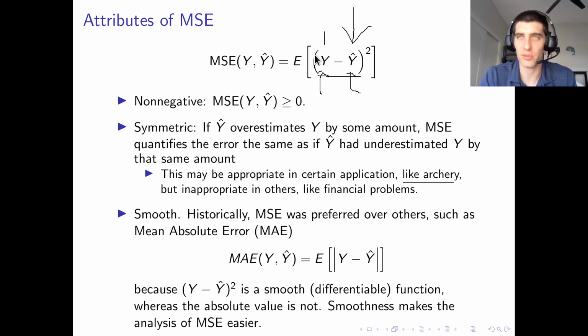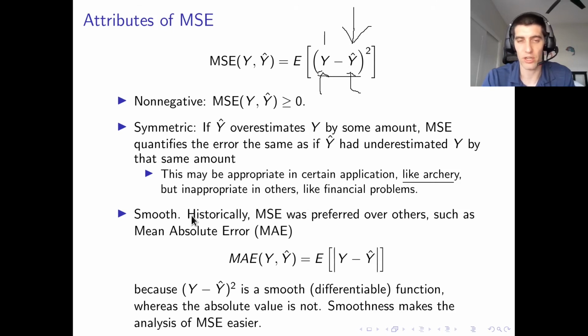This is not really a loss to me if I make more money. I'm concerned about losing money, right? So in some situations, like financial problems, this symmetric loss, where overestimating and underestimating are treated as the same, is not appropriate. But this is just a property of mean squared error. So it's important to keep that in mind when you're applying this to real world problems.